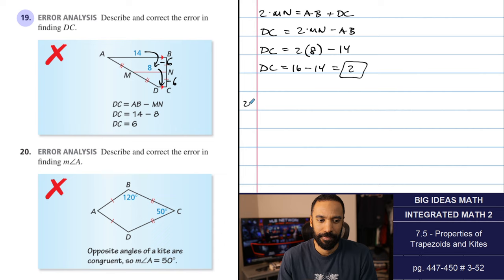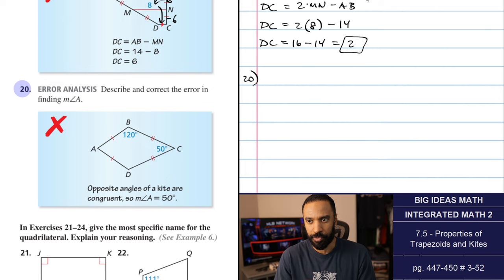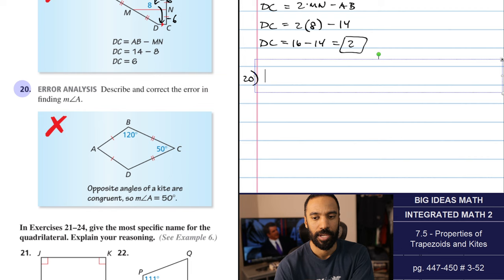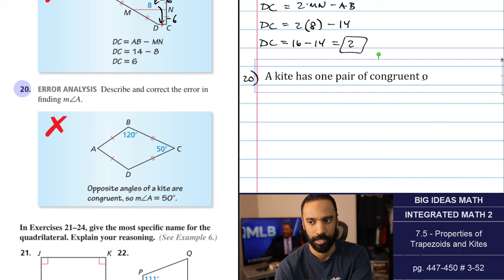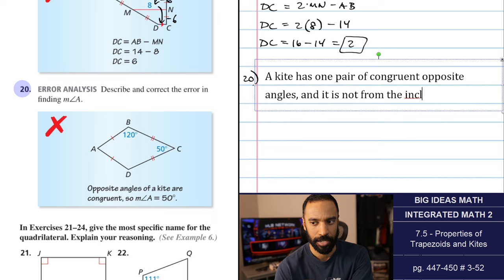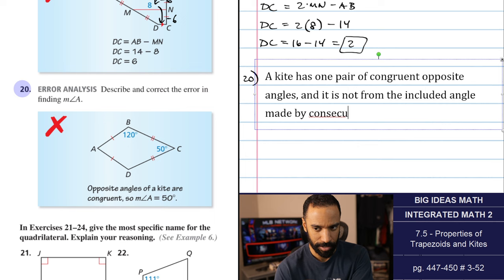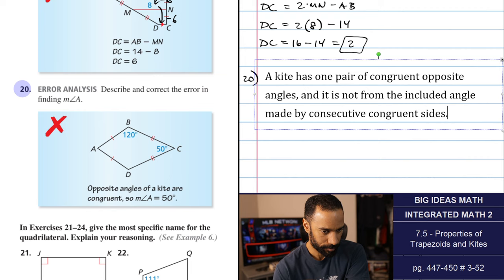Number 20, that was a trapezoid and a mid-segment, a kite. Finding the measure of angle A. They said opposite angles of a kite are congruent, so measure of angle A equals 50 degrees. It's true for one set of opposite angles, but not for this set. A kite has one pair of congruent opposite angles, and it is not from the included angle made by consecutive congruent sides. So that's not what A is.